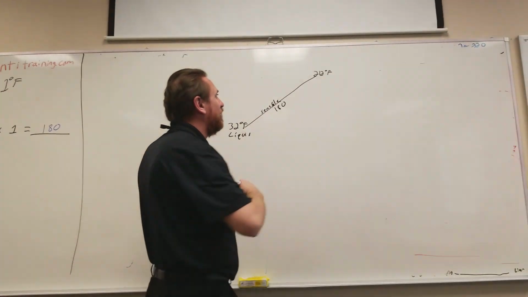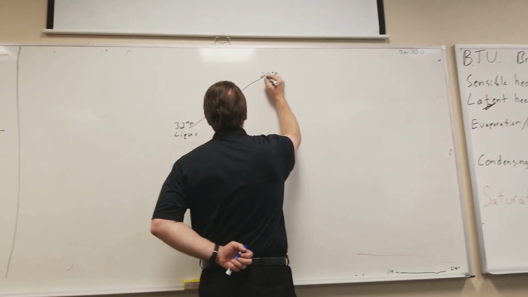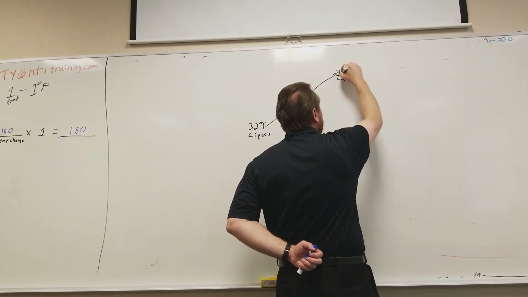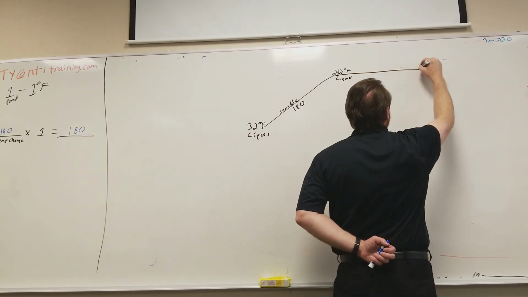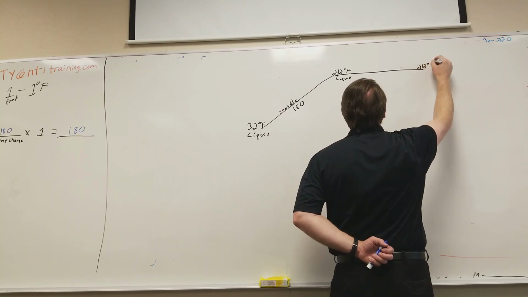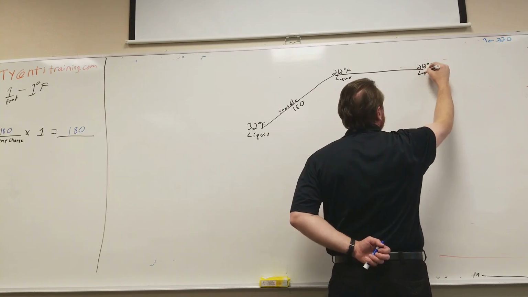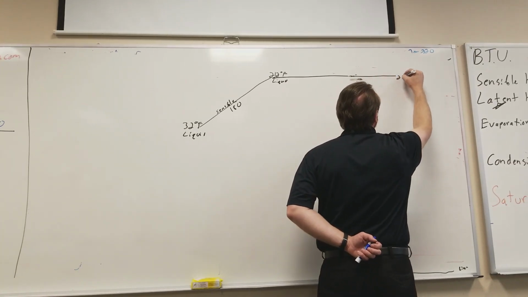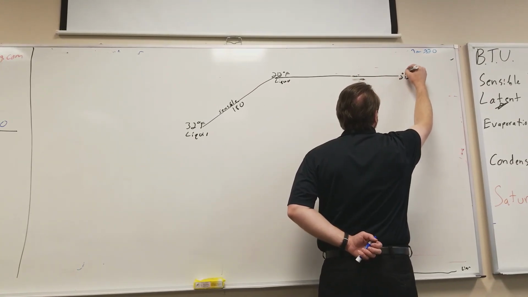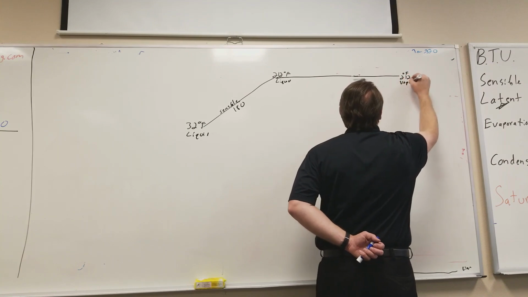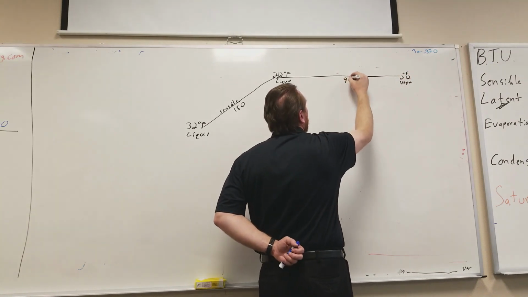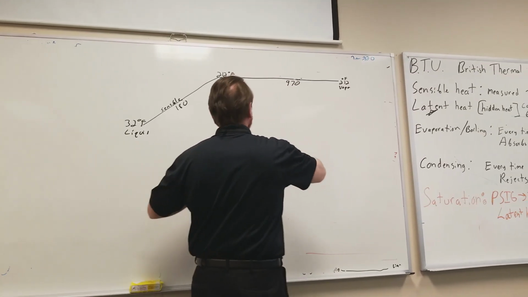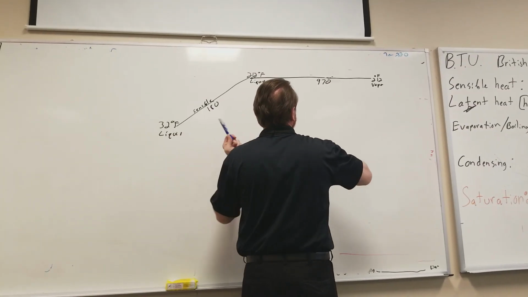So let's take that 1 pound of water from 212 degrees Fahrenheit liquid and change it into 212 degrees Fahrenheit vapor. The 970 changes to be 970 BTUs. Is that sensible or latent? Latent. It is latent.